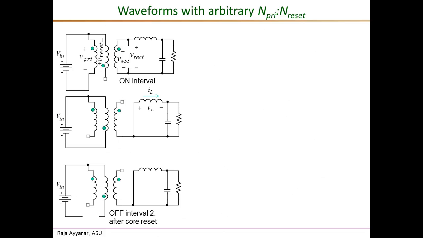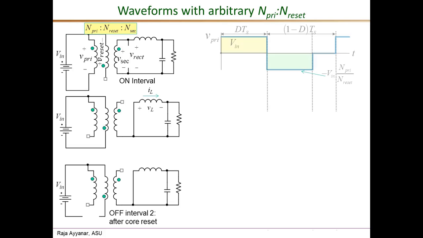Now coming back to the circuit, the forward converter topology. What happens when we make N primary to N reset have any arbitrary relationship, not necessarily 1:1? So let's look at its influence on the V primary voltage. During the on interval, the voltage across the primary winding is still Vin, and during the off interval, the reset winding is still connected to Vin.